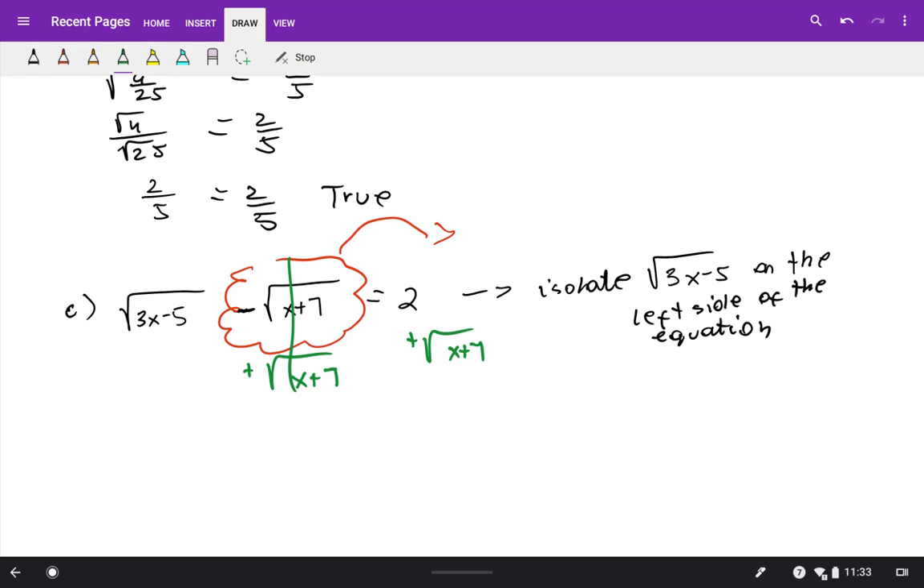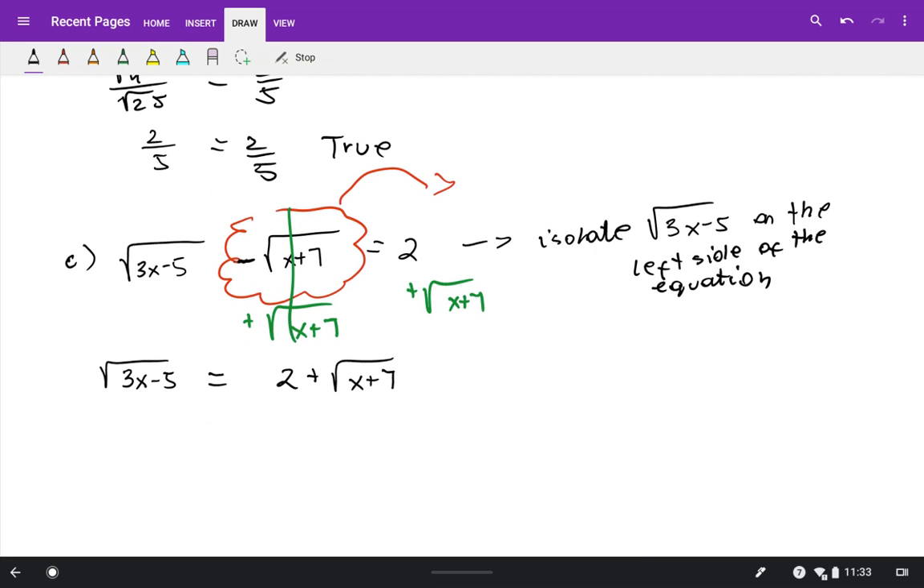Okay, so here that will cancel, and we end up with square root of 3x minus 5 equal 2 plus square root of x plus 7. Since you have an expression on the right side, I recommend putting parentheses. Now what we need to do next, we're trying to remove the radicals. So both radicals have index 2. We have a square root, so that means the index is 2.